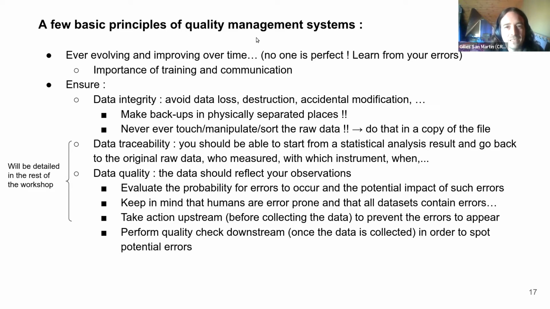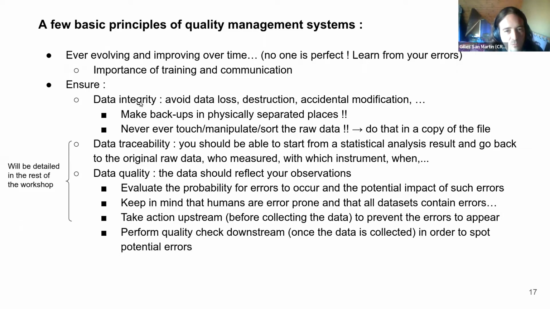So basically, such a system is always a never-ending, evolving and improving system over time. The idea here is that no one is perfect. You always make errors, and you can always improve yourself and improve your system and the way you collect the data. They also stress a lot the importance of training and communication. So if you see that you have some difficulties in one domain, you should train yourself to be better at this part. And then the quality management system should ensure the data integrity, the data traceability, and the data quality.